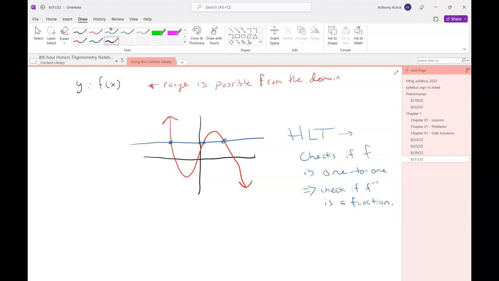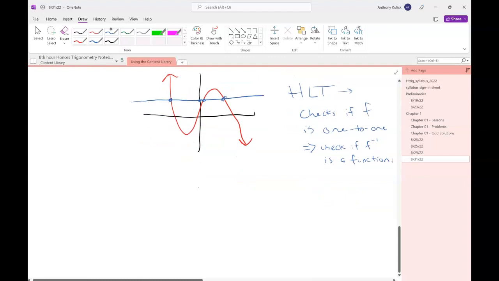Okay. Let's talk now about finding inverses.